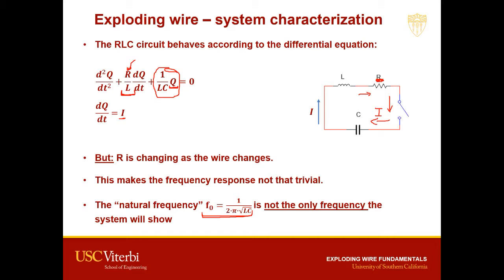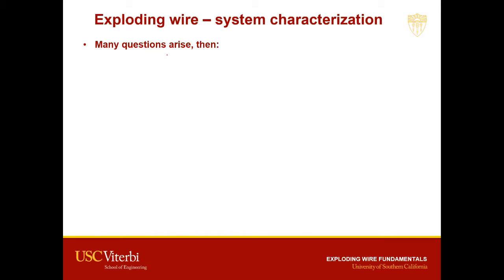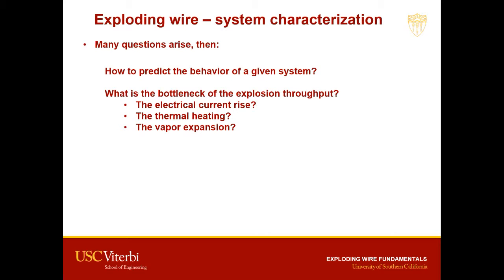So if R increases fast enough, and we would like it to increase fast enough because it's exploding, right? We would like R to increase fast enough so R will dominate and will comprise a very large chunk of the frequency domain transient response of this system. So the questions that arise here are basically how can we predict the behavior of some given system, and what is in the end the bottleneck of this explosion?